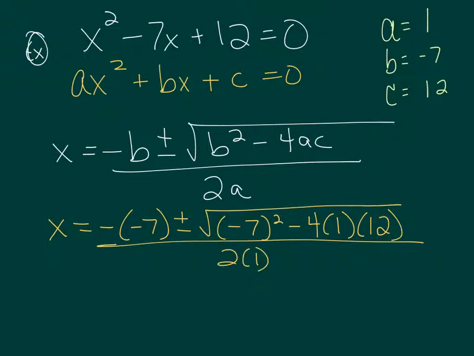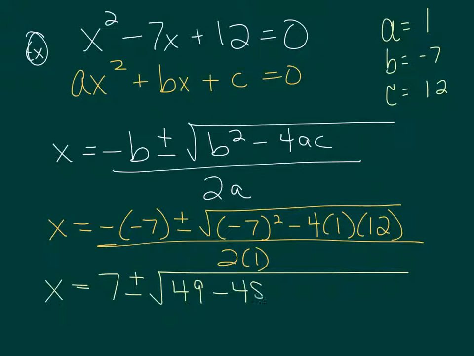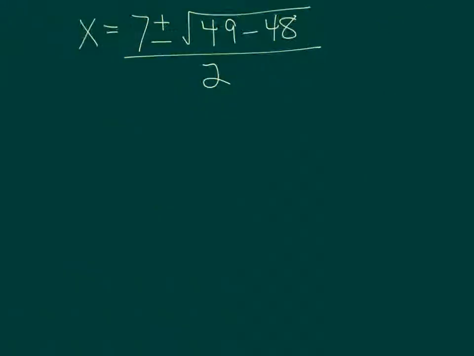Again, I'm going to work through every step of the math. So I have x is equal to, well, negative 7 is a positive 7, plus or minus square root, well, negative 7 squared is a positive 49, negative 4 times 12 is 48, and it's going to be minus 48, all over 2. All right, so now I've picked up exactly where we left off in the other one. I have x is equal to 7 plus or minus the square root of 1 over 2.